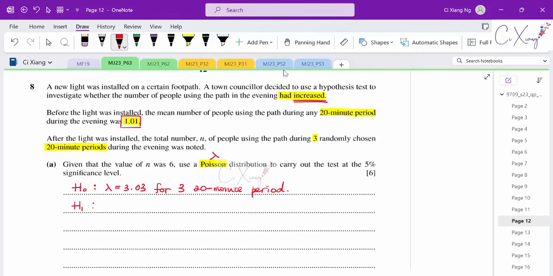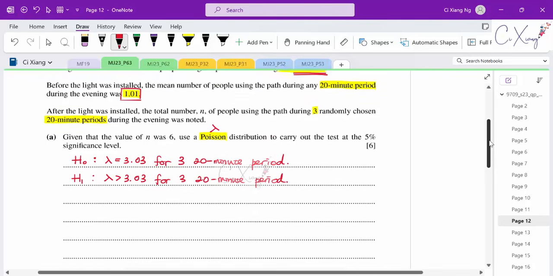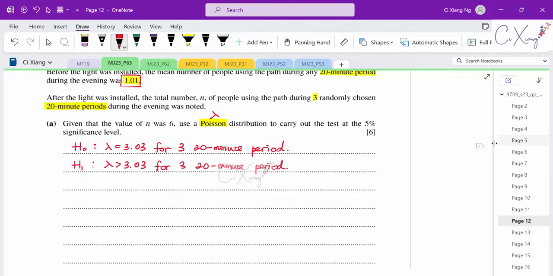Then for the alternative hypothesis, because of the keyword increase, I hope you can see it, we are going to use greater than. Increase means more than the original mean. Therefore, it will be lambda greater than 3.03 for the 3 20-minute periods. So this is the first step, where you set out the null and also the alternative hypothesis.